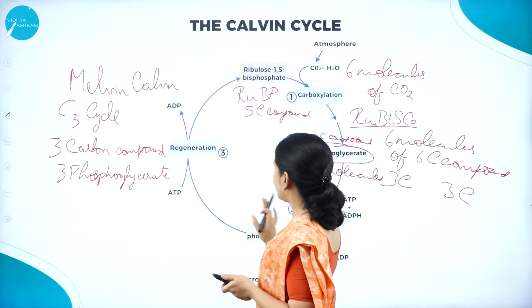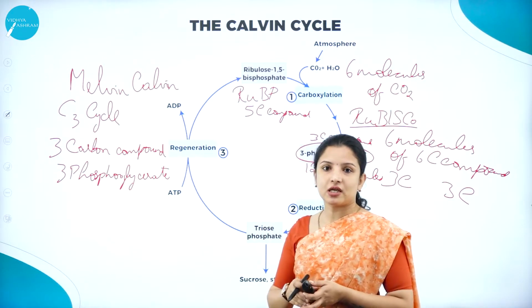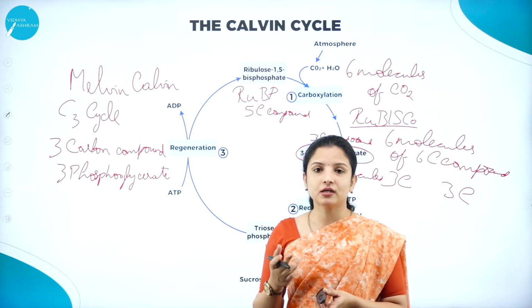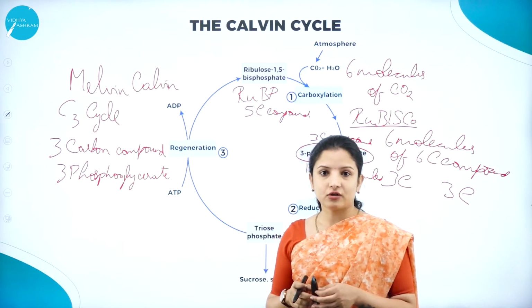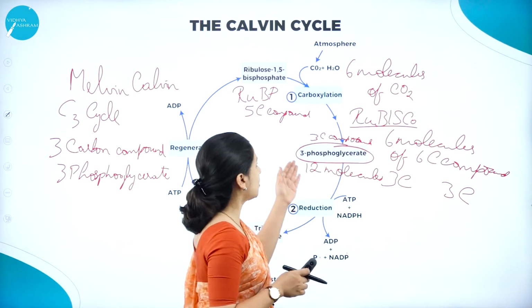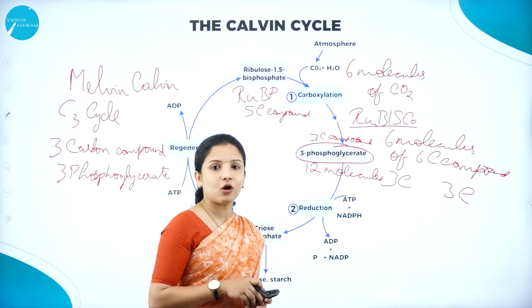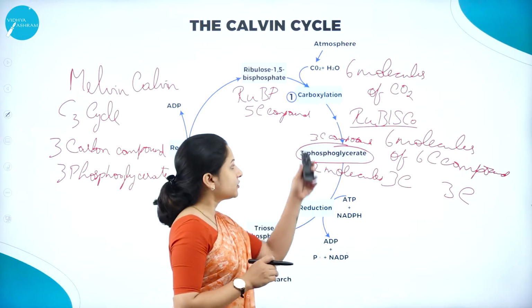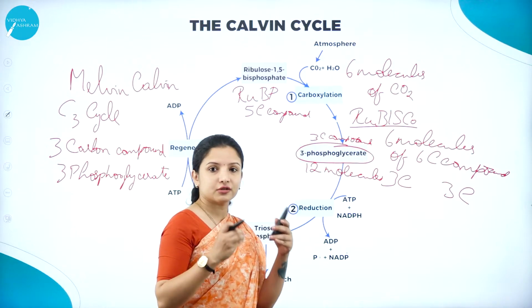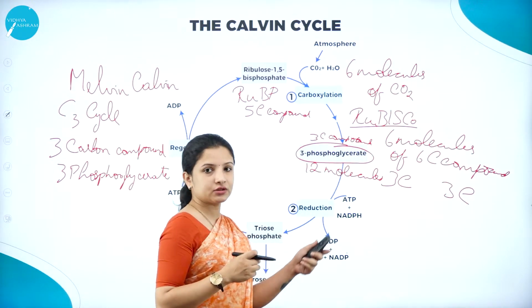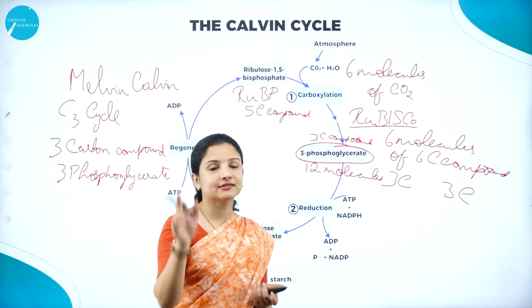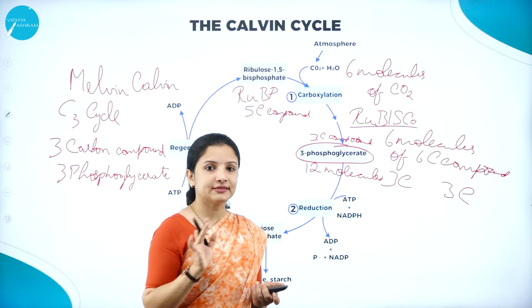Next, in the third step, after reduction, there is regeneration. Why does regeneration occur? Because 6 molecules of carbon dioxide have been taken in and 6 molecules of the 6-carbon compound have been formed. Each of these has to get reduced, so it has to pass through 6 cycles.